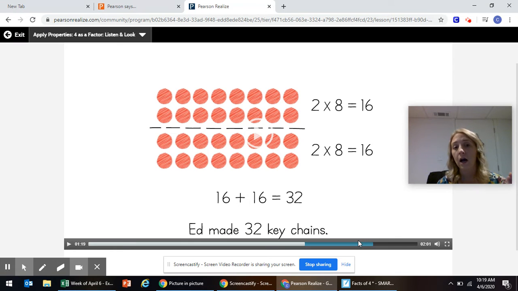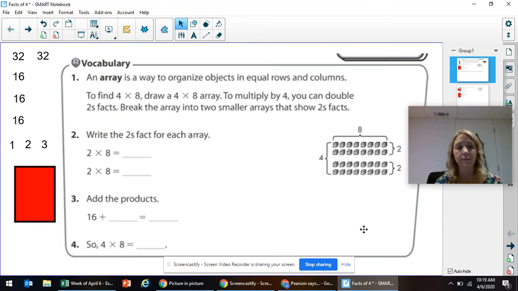Now I want to show you this a little bit more. So I created a smart file to kind of explain this as well. So if you take a look, remember an array is definitely a way to organize objects in rows and columns. So yet again, we're dealing with the 8 times 4. So if you look to find 4 times 8 or 8 times 4, draw a 4 times 8 array. And to multiply by 4, you can always double the 2's facts. So it's breaking it into the 2's facts. You're taking that factor 4 and splitting it into two 2's. Okay? Break the array into 2 smaller arrays that show the 2 facts. So write the 2's facts in each array. So here's my array, and I split my 4 times 8 into 2's.